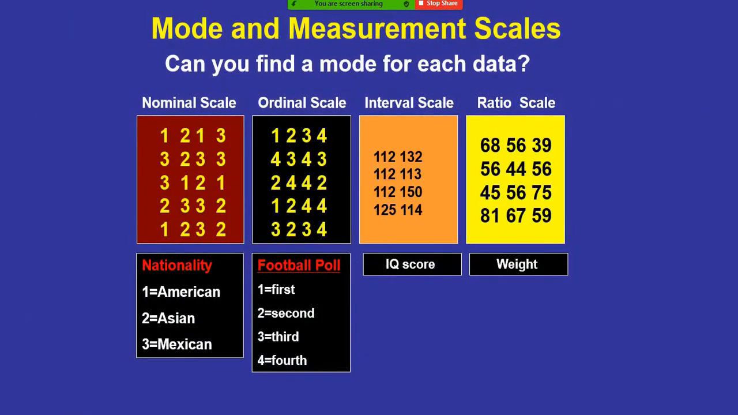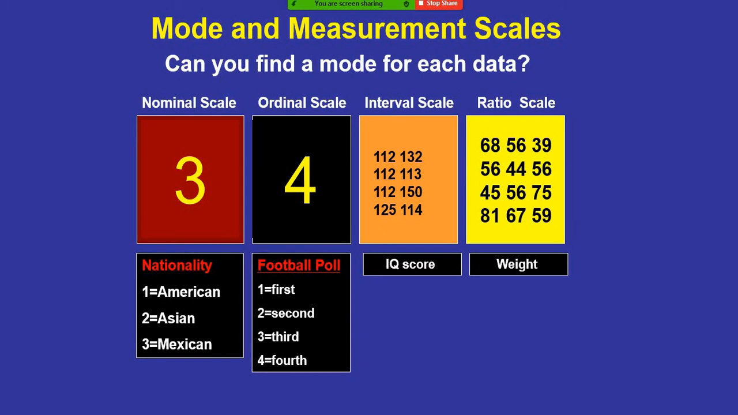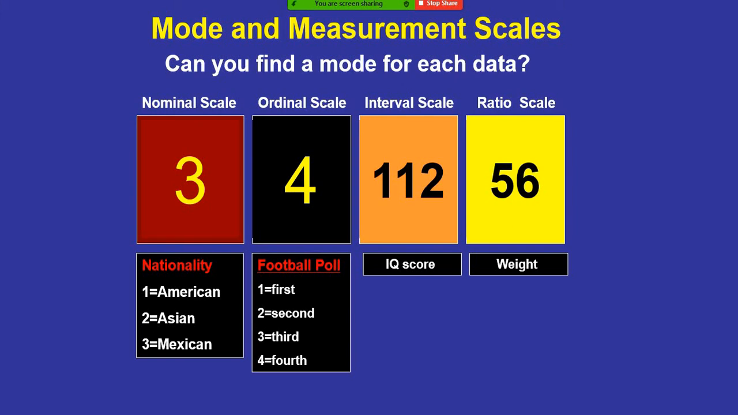Now let's take a look at mode and measurement scales. Can we find the mode for nominal, ordinal, interval, and ratio data? Let's see if your thoughts would be correct. Can we find mode for nominal data? The most frequently occurring nationality? The answer is yes, you can. Can we do that also for football poll? The answer is yes as well. Can we find the most occurring IQ score? The answer is yes. And can we find the most occurring weight? The answer is yes as well.